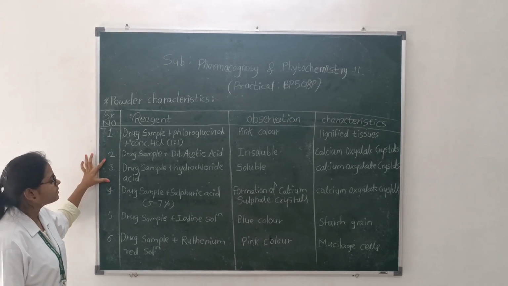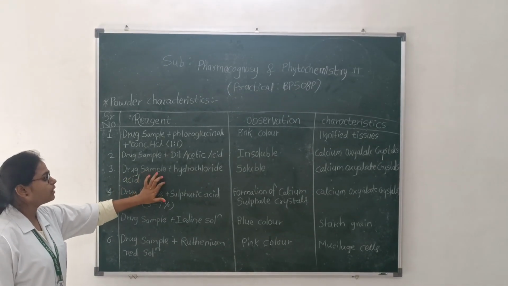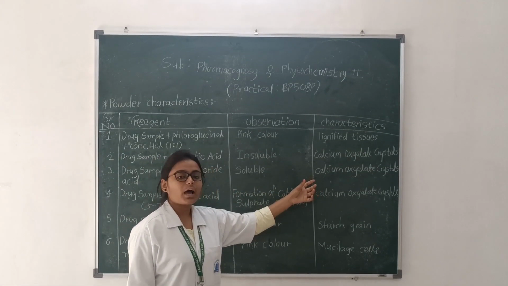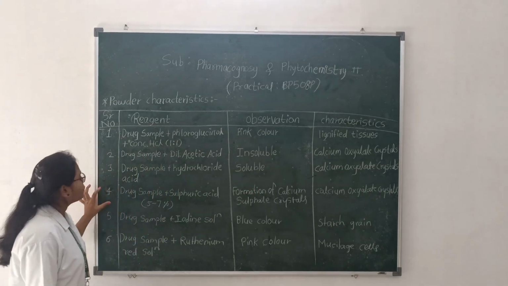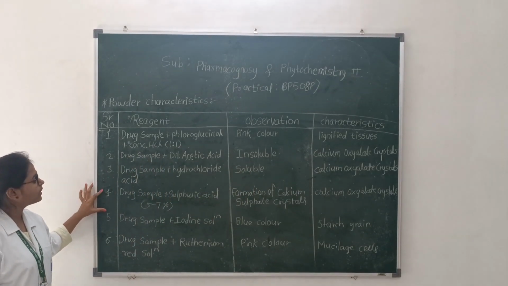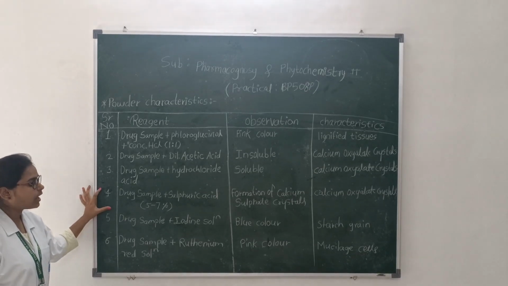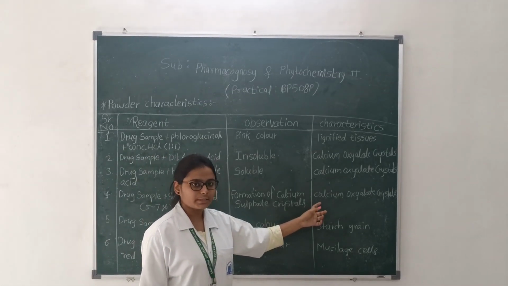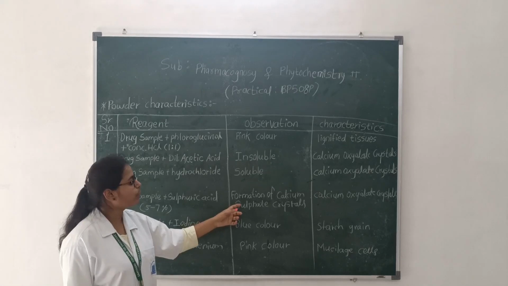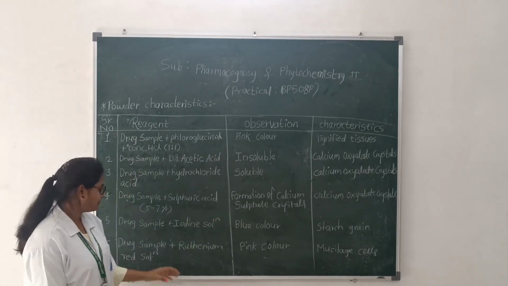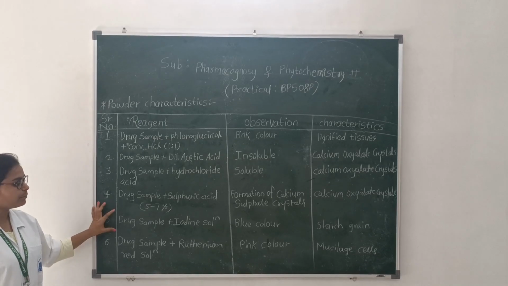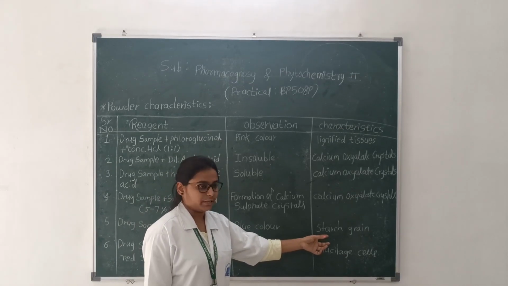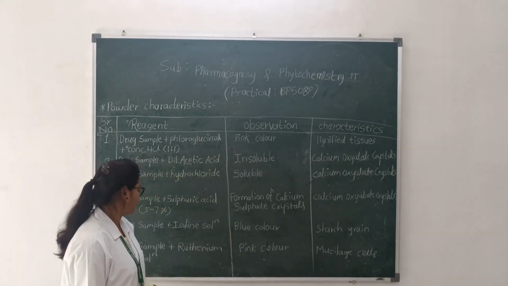Third chemical test: drug sample, then add hydrochloric acid. The characteristic is calcium oxalate crystals and they are soluble. Fourth chemical test: take a drug sample and then add sulfuric acid. The characteristic is calcium oxalate crystals, and the observation is formation of calcium sulfate crystals. Fifth: take a drug sample and add iodine solution; it shows the characteristic starch grains and the observation is blue color.